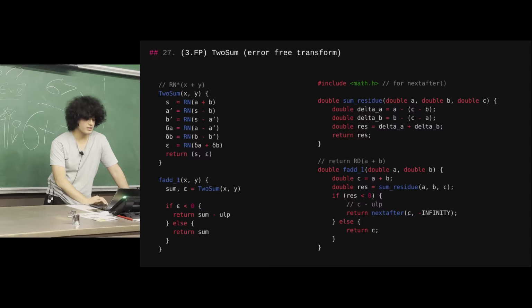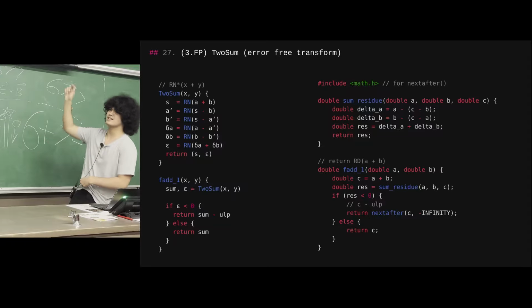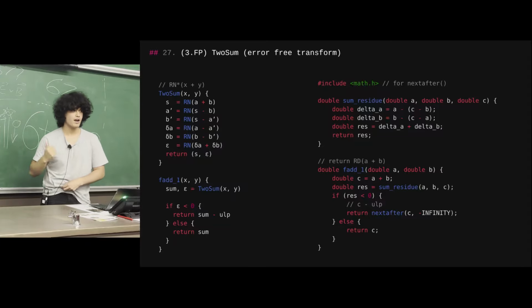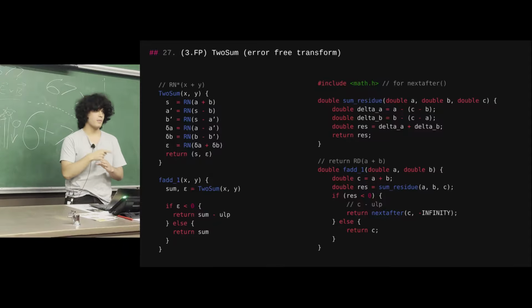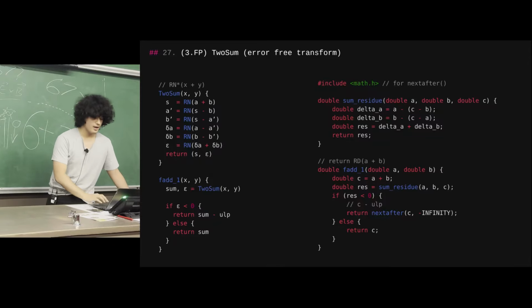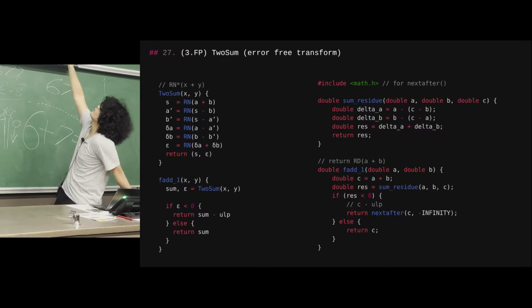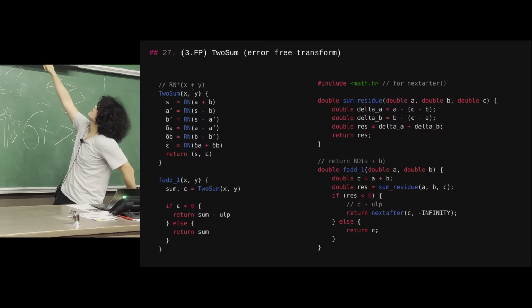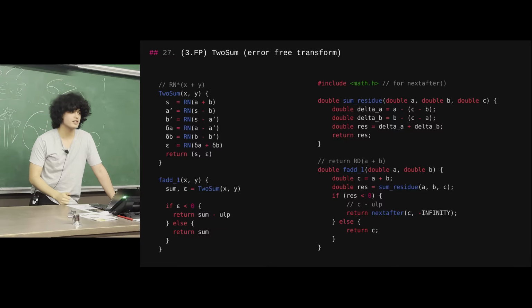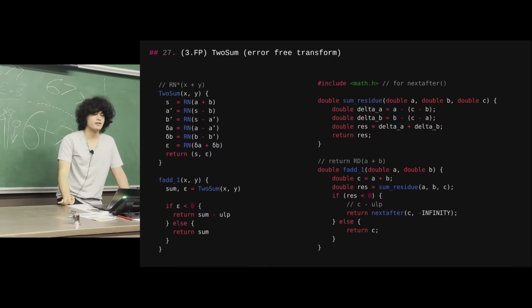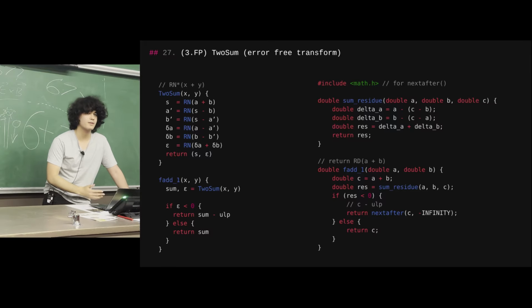So nextafter is a function in math.h that gets the next representable float in the direction of the second operand. So you're just subtracting a ULP there. And though, you're counting 1, 2, 3, 4, 5, 6 operations and one branch, that's definitely going to be slower than just adding them, right? And it is slower. But how much slower? That's the question.